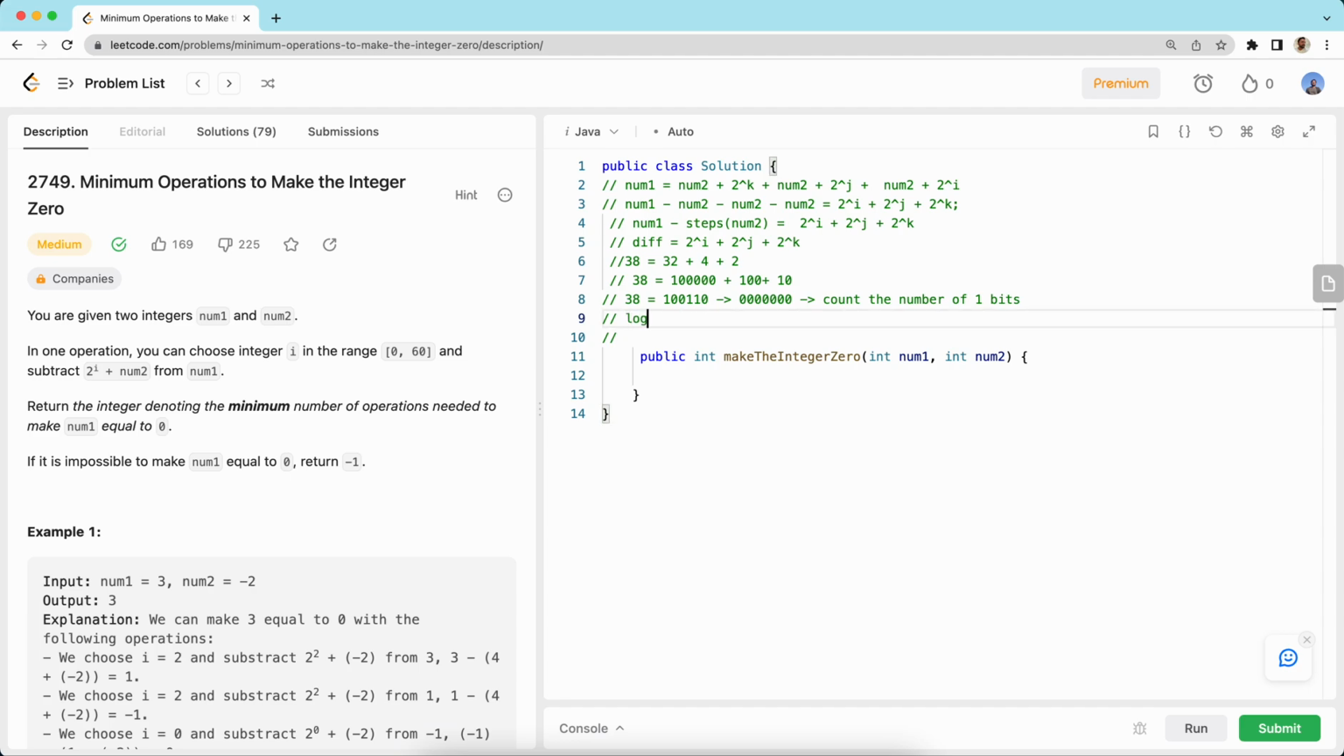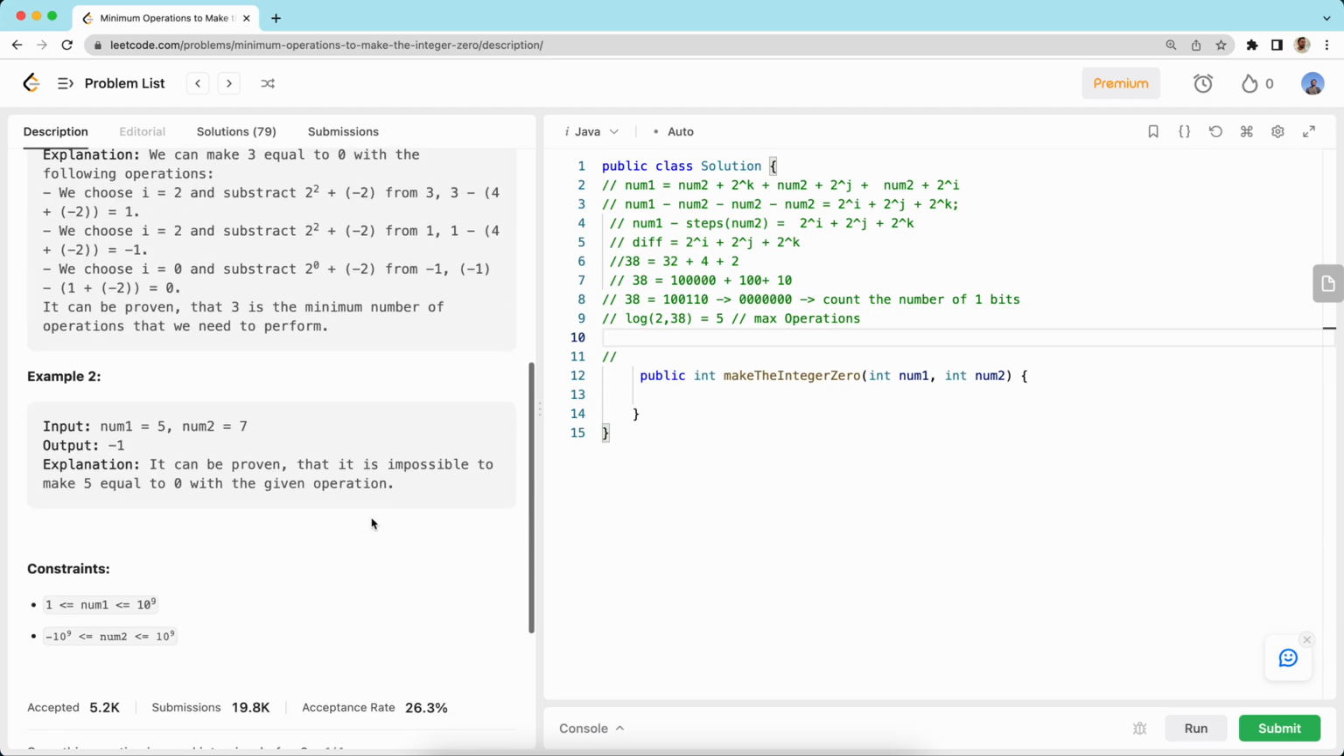So let's say, what is the maximum number that we can attain by using this log of 2 for this 38? So it comes out to be 5, right? So that's the max operations that it can have. So our starting number is 3, the number of set bits here, and then 5. So our answer lies in between this 3 and 5. So okay, and let's see the bounds that we have.